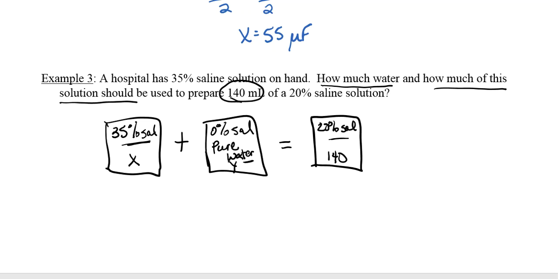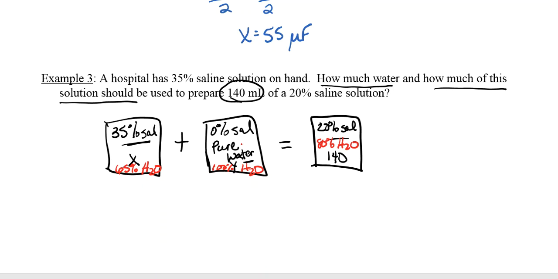So instead I'm going to ask each one how much water is in each one. So how much water is in 35% saline? Well, that's 65% water. How much water is in pure water? Well, that's 100%. How much water is in 20% saline? That's 80%. Now notice each one of these has a percentage that I can do. None of them are 0. So I'm actually going to focus on how much water is in each of these.